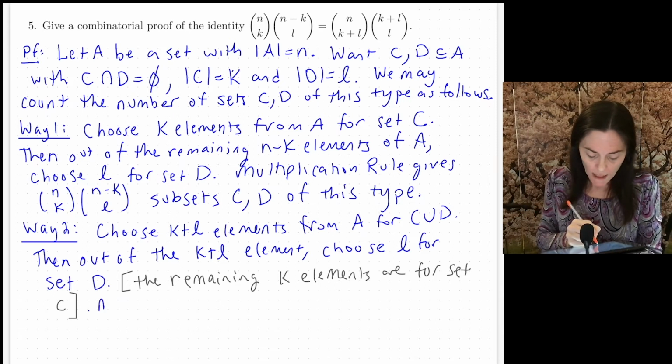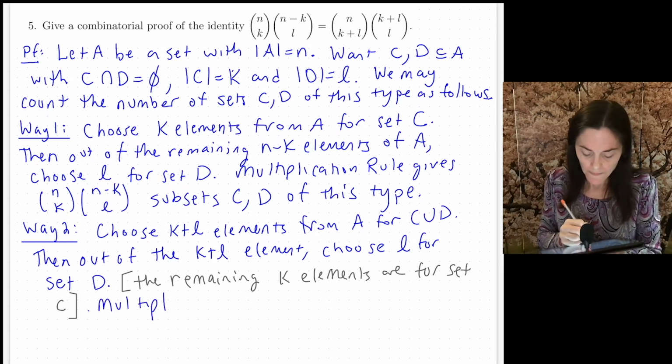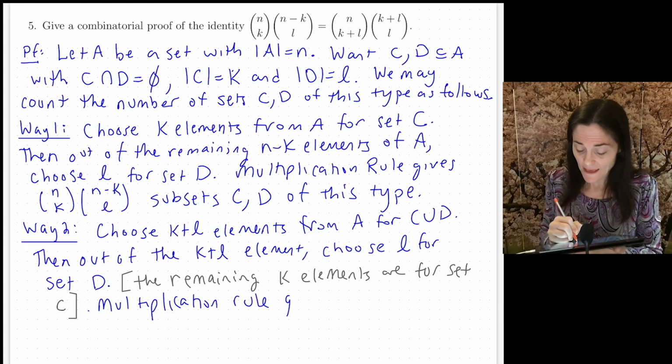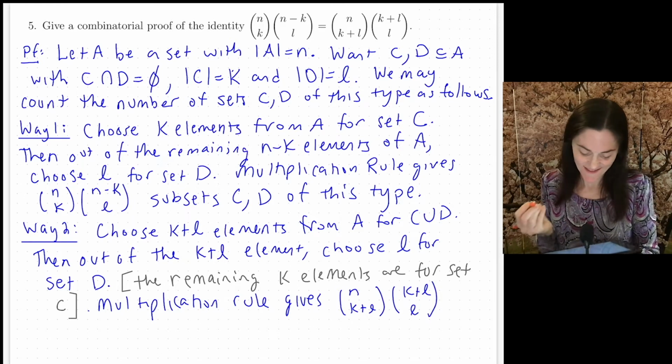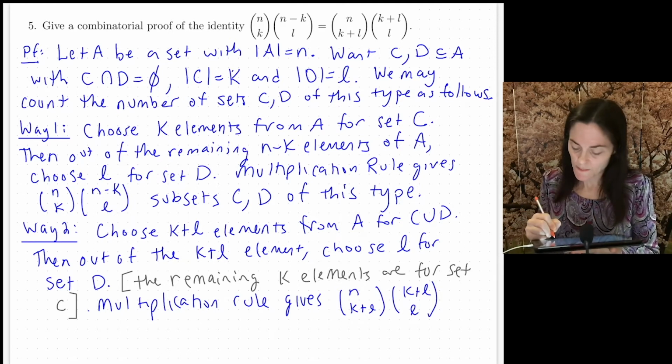Again, we have the multiplication rule. Out of n we chose k plus L, and out of k plus L we chose L. Subsets.